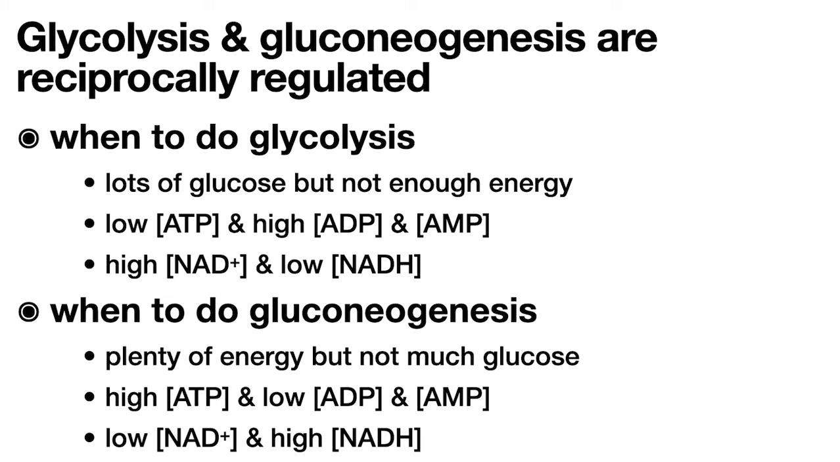dephosphorylates it. And again, in this case, we're just going to use a phosphatase, which is a hydrolase that's going to basically use water to cleave off the phosphate group to give us glucose, which can then get taken out of the liver. It can get into the blood, and other tissues can use it.